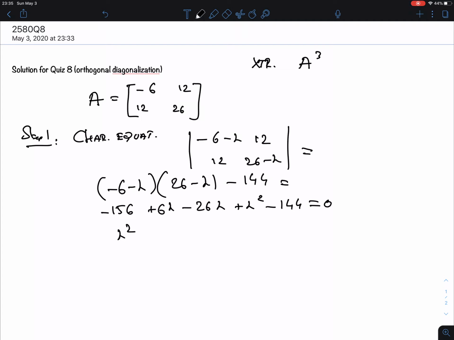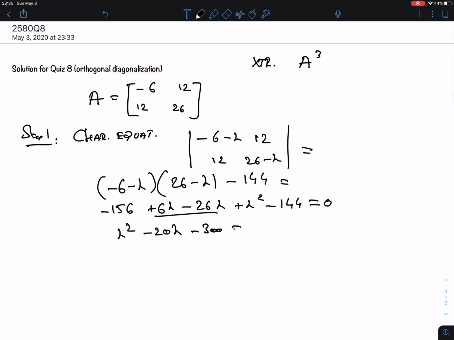So that's like terms. This is minus 20 lambda, and then we have minus 300 is 0. So we need two numbers that multiply to 300 and add up to 20. I hope it was not too hard to see. It would be 30 and 10, but now we have to think about it. So we need minus 30 and plus 10, right? To add up to minus 20, and then multiply to negative 300. So this gives me lambda equals 30 and lambda equals minus 10.